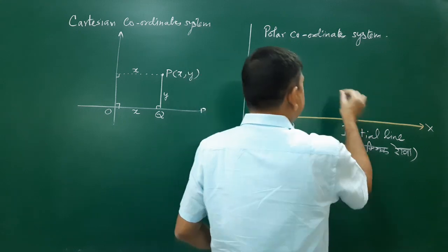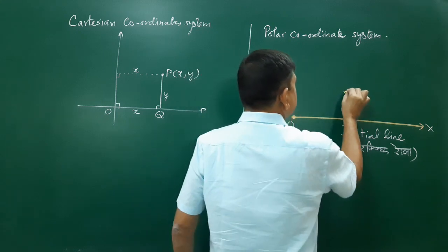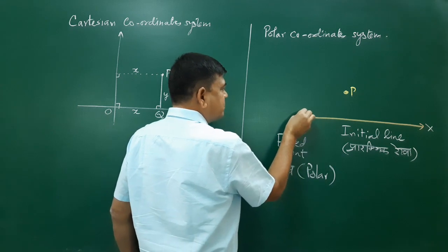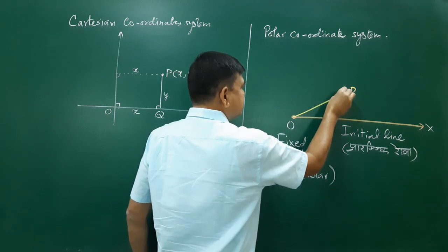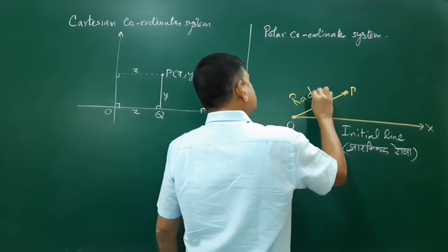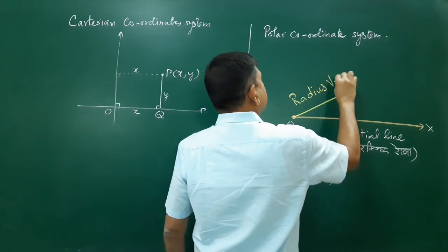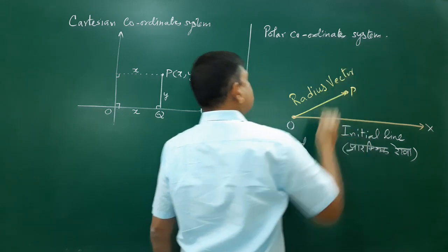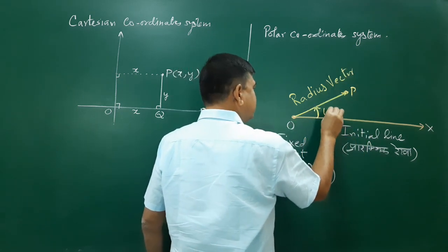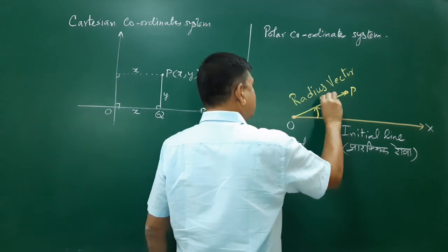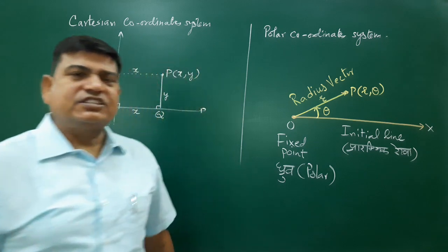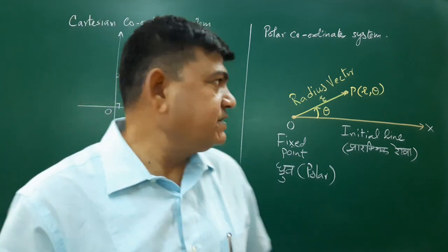So if P be the point, then we join this point to this fixed point. This distance is known as radius vector, and this angle is denoted by theta, and this one is R. So coordinates be R comma theta. In the last video I have already explained it.